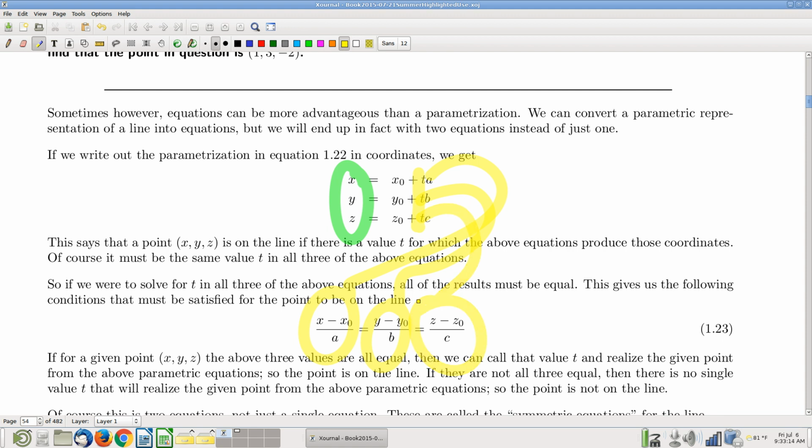So let's repeat what we've just agreed. I need there to be a single value of t that satisfies these first three equations. That means I need a single value of t that is simultaneously equal to all three of these things. How is it possible that a single number could be equal to all three of these expressions? There is exactly one way, and that is if they are all equal to each other. So this is the test.